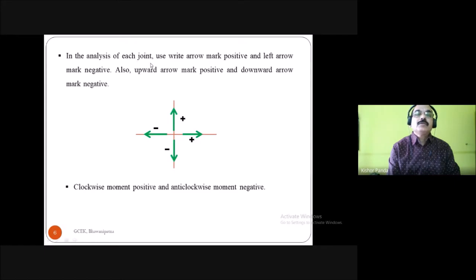Then in the analysis of each joint, use right arrow mark as positive and left arrow mark as negative. Here you see, this is your x-axis, this is the y-axis, and this is the right arrow mark, this is the right arrow mark, and this is the left arrow mark.